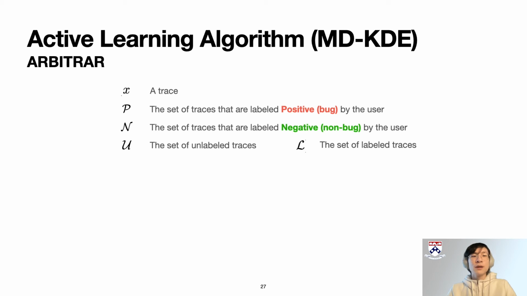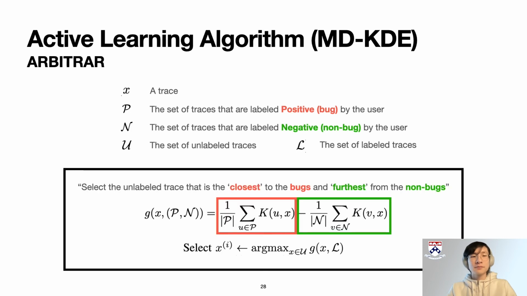Let's first assume P is the set of positive traces labeled by the user, N the set of negative traces, and U the set of unlabeled traces. Initially, all of the traces are unlabeled, so U will be the full input dataset and P and N will be empty sets. As the user provides more and more feedback, the sets P and N will be gradually populated.